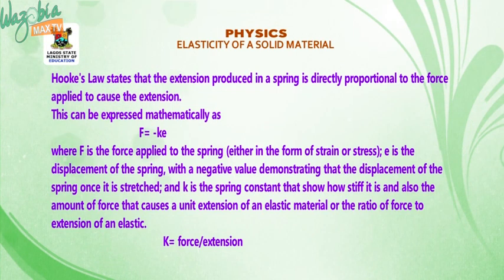e is the displacement of the spring, which is the extension, with a negative value demonstrating the direction of the displacement once it is stretched, and K is the spring constant, or sometimes we call it stiffness. That shows how stiff it is, and also the amount of force that causes unit extension of an elastic material, or the ratio of the force to extension of an elastic material. So if we want to make K the subject of the formula, the stiffness, we say that K is equal to force all over extension.